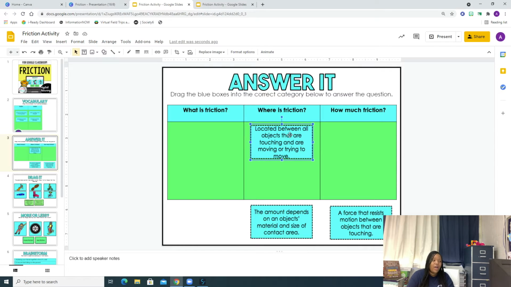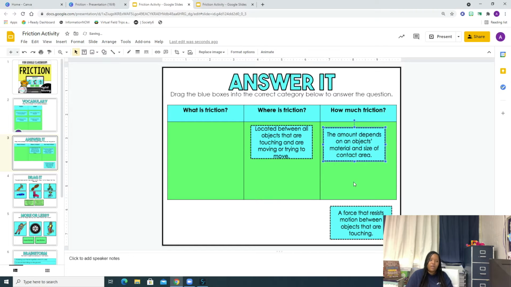All right. The amount depends on an object's material and size of contact area. That must be talking about how much. The key word in this one is amount. The amount depends on an object's material and size of contact area. So again, think about a huge rocky street versus a smooth surface. Which one is going to be easier to skate on? The smooth surface, because the contact area has less friction.